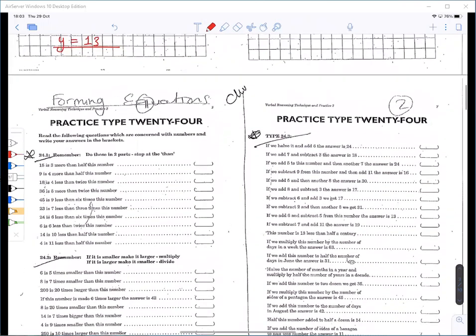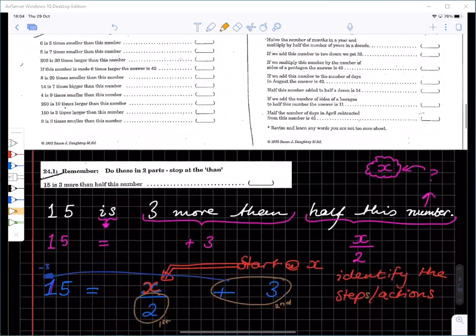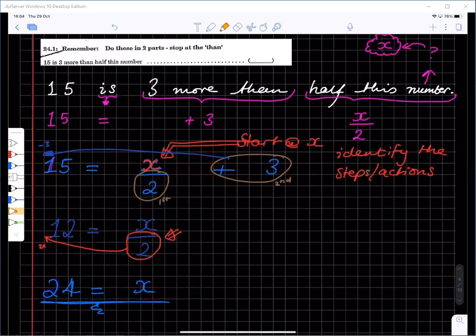So the first question, which I forgot to record, is this one here, which I'm going to read through with you. I'll cut and paste the question, there it is. So we're translating word for word.